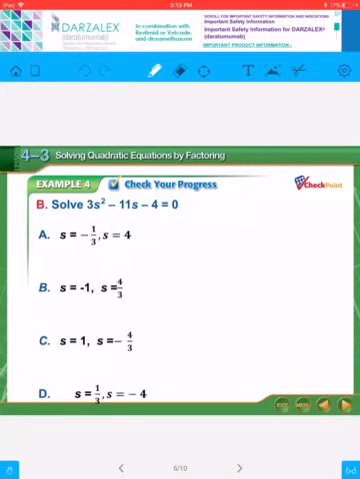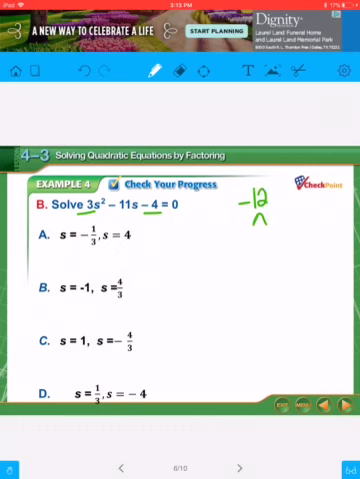I have 3x squared minus 11x minus 4 equals 0. So I need to do 3 times negative 4, which is negative 12. I need factors of negative 12 that add up to negative 11. So that's negative 12 and positive 1. So I can say it's x minus 12, x plus 1.